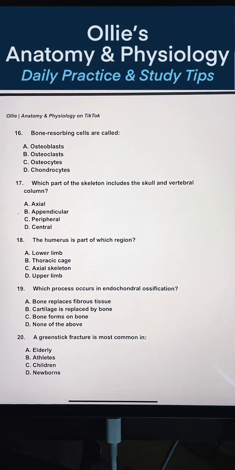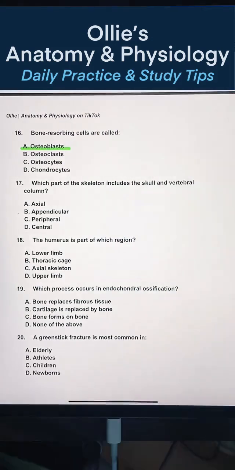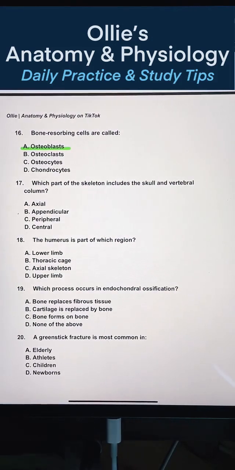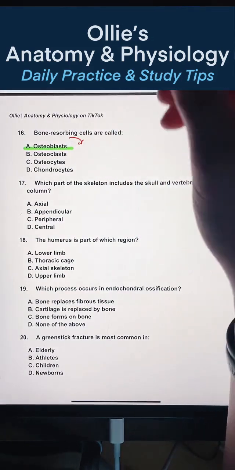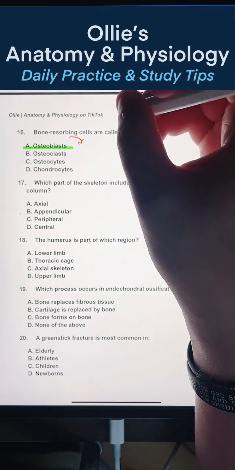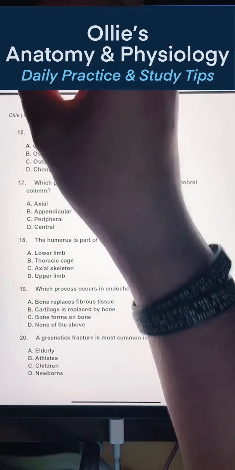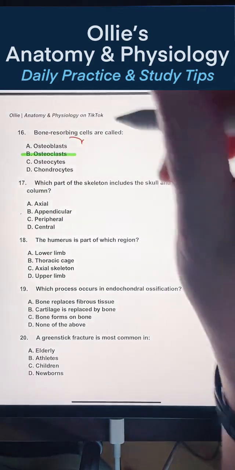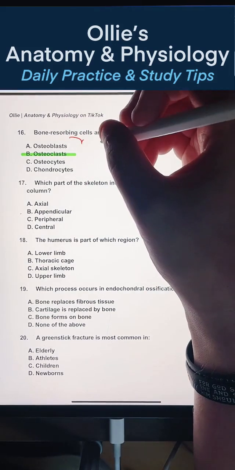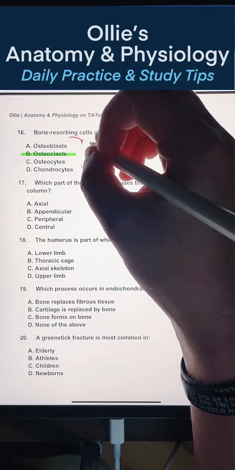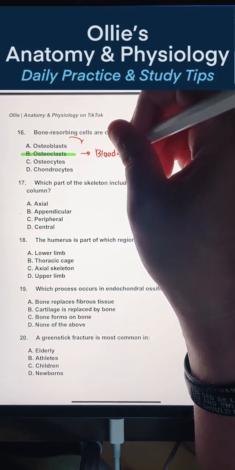But number 16, the answer is B. It is osteoblast. So reabsorbing typically means you are absorbing into your blood. So osteoblast, I'm sorry, I got that wrong. My mistake. It's osteoclast. I'm so sorry. I got too excited. Osteoclasts are bone reabsorbing cells. So osteoclast, bone reabsorbing, would mean it breaks down bone tissue and releases it into your bloodstream.